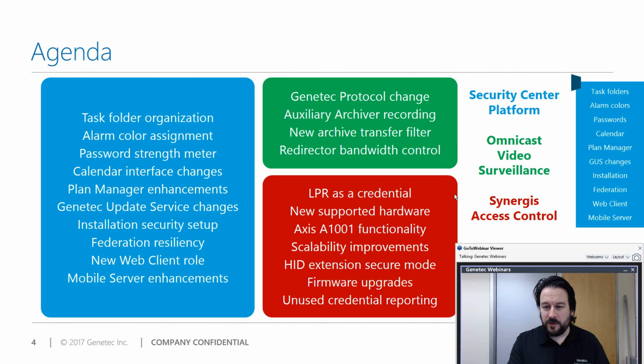And we've got a few more things on the access control side of things. So we're going to take a look at LPR as a credential. We've got some new supported hardware I just want to point out. We're going to take a look at some of the functionality for the Access A1001 unit. And then there are just a few things on scalability improvements, HID extension, we now have secure mode, and then we're going to take a look at how we can do batch firmware upgrades, or just firmware upgrades in general. You can do this for single units, and you can actually schedule things. It's pretty cool. And then, of course, at the end, we've got unused credential reporting.